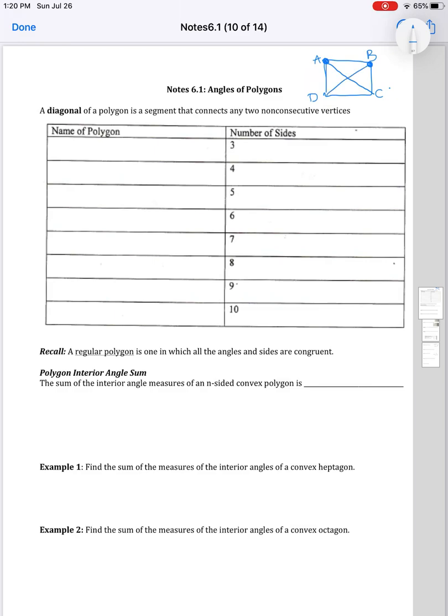It says a diagonal of a polygon is a segment that connects any two non-consecutive vertices. So let's just say I take this four-sided figure. I call this ABCD. If I want to draw a diagonal, if I'm starting at A, if it says non-consecutive vertices, I can't draw it to B and I can't draw it to D. So the only option I have is to draw it to C. If I start at B, can't draw it to A, can't draw it to C, so my only option is to draw it to D. So I would have two diagonals in that situation. So this has two diagonals.